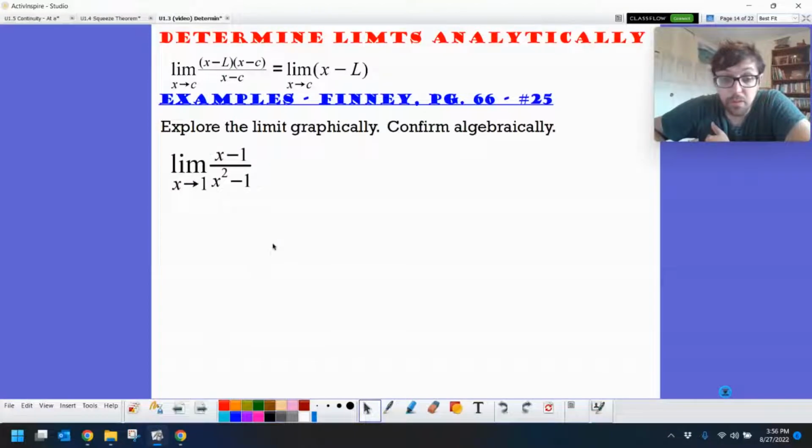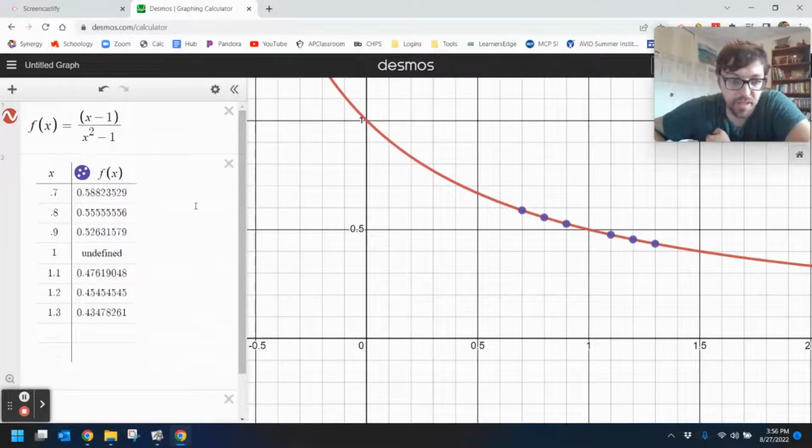For this problem, we're encouraged to explore the limit graphically. If we pull it into Desmos, we can see that as we get towards that 1, we get an undefined value. But we can look at those values and estimate what that limit is. It seems to be going towards 1/2. It would be real nice if we didn't have to make a table or a graph in order to figure out what that limit is.